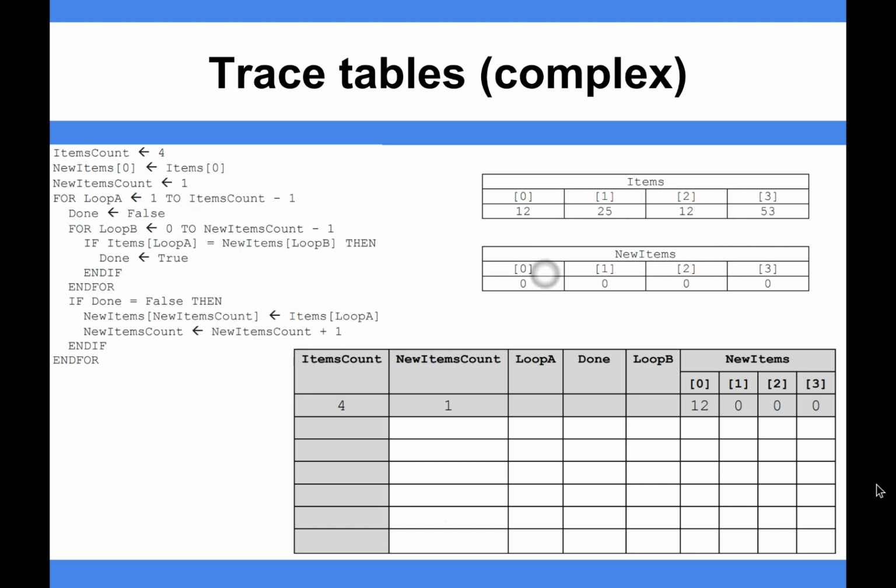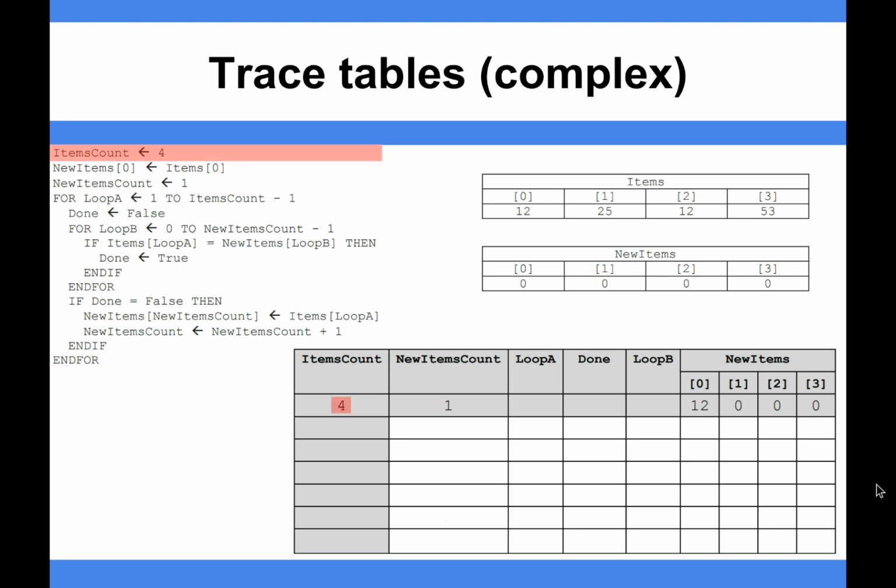These are our two data sets. So we've got items with 4 positions, 0, 1, 2, and 3. We currently have 12, 25, 12, and 53. And new items being 0, 1, 2, 3, exactly the same positions, but currently that's empty. All right, so what we're going to do is follow this code through, and then you'll see where we're at.